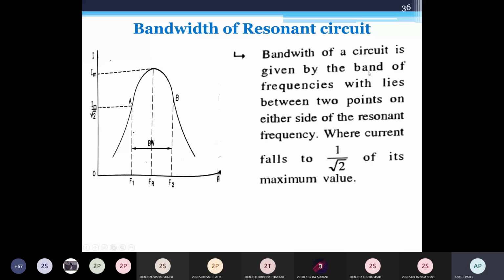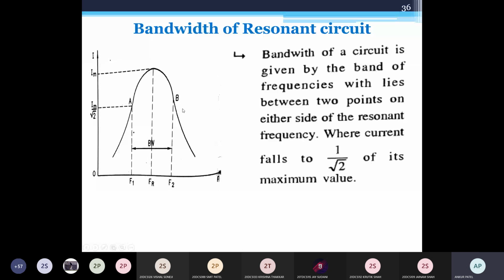The bandwidth of a circuit is given by the band of frequencies which lies between two points, F1 and F2, on either side of the resonant frequency, where the current falls to 1 upon root 2 of its maximum value. At resonant frequency the current is maximum, that is Im. But at points A and B on either side of the resonant frequency, the current falls to Im by root 2 of its maximum value. This is called the bandwidth. You need to remember this definition.